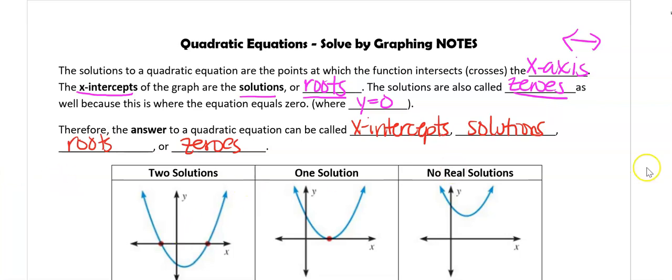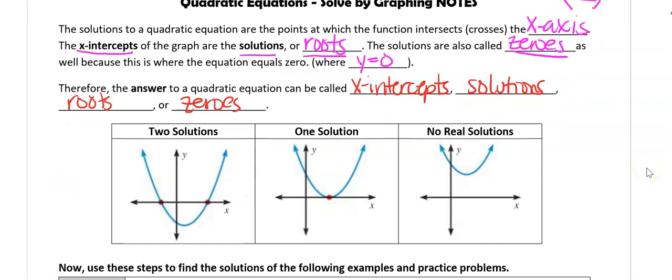So here we have a picture of what it looks like when you have two solutions. It crosses the x-axis right here twice. This is what it looks like when you have one solution, where something called the vertex is touching it just once right there. And this is no real solutions, which means it's never going to cross the x-axis. It could also be a negative graph going down.